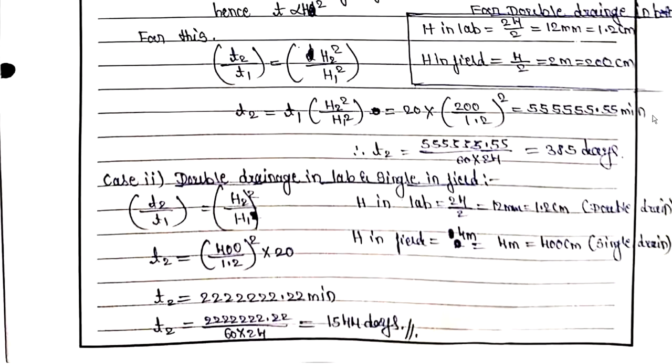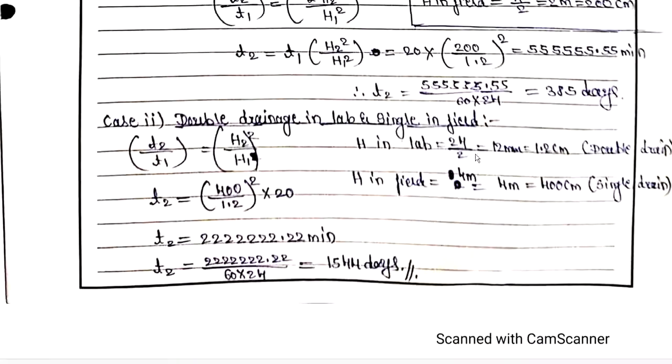So you can observe one thing over here in the problem. If we provide double drainage, the consolidation is very much faster. If we provide single drainage, the consolidation is very much slower. So consolidation depends entirely upon the drainage condition which we provide.